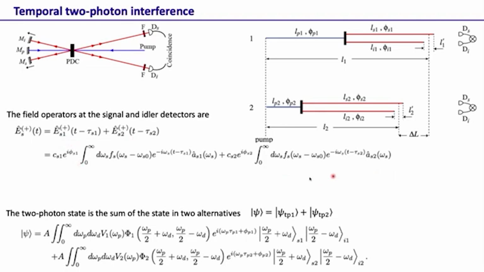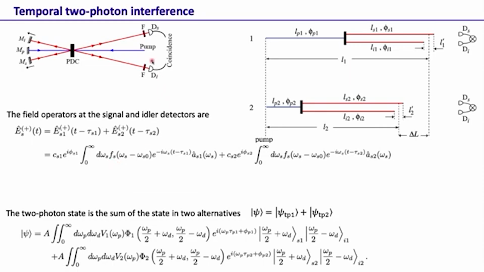And this field in alternative 1 and 2 we can expand like this. This is just a modal expansion, and this works in pretty much the same way as we do in the classical case. So this is the time domain representation, and this is the frequency domain representation. The electric field amplitude, here we are replacing this with the annihilation operator. In addition, here we have also added this function fs of omega s minus omega s naught. This is the filter function.